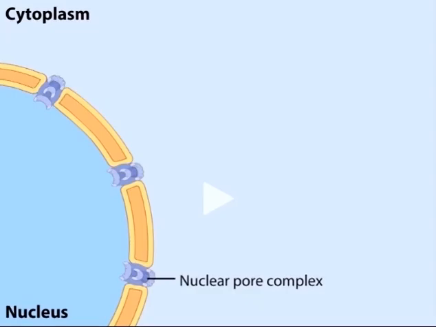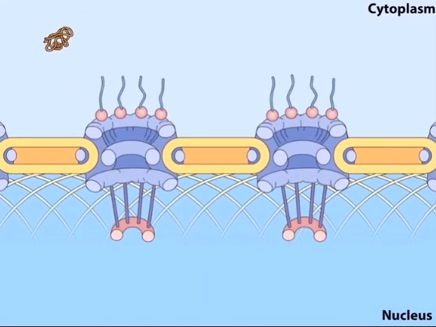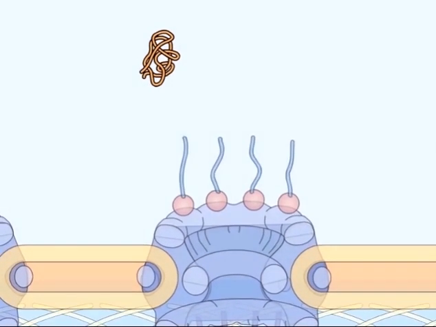In today's video, we'll dive into the fascinating process of nuclear import and export. The nuclear pore complexes are the only channels through which small polar molecules, ions, and macromolecules can travel between the nucleus and the cytoplasm. By controlling this traffic, the nuclear pore complex plays a fundamental role in the physiology of all eukaryotic cells. Most proteins and RNAs are too large to move through the complex by passive diffusion and must move by an active process in which appropriate proteins and RNAs are recognized and selectively transported in a specific direction.